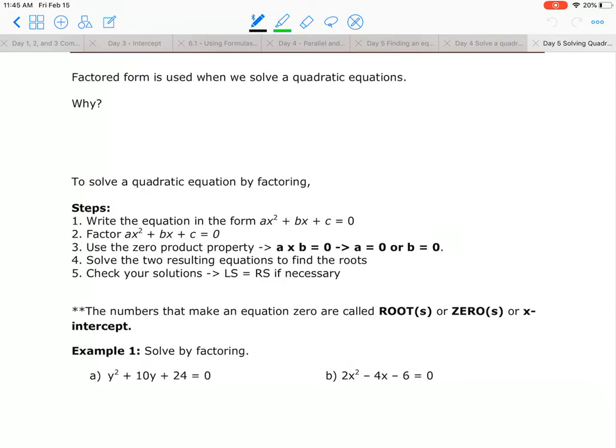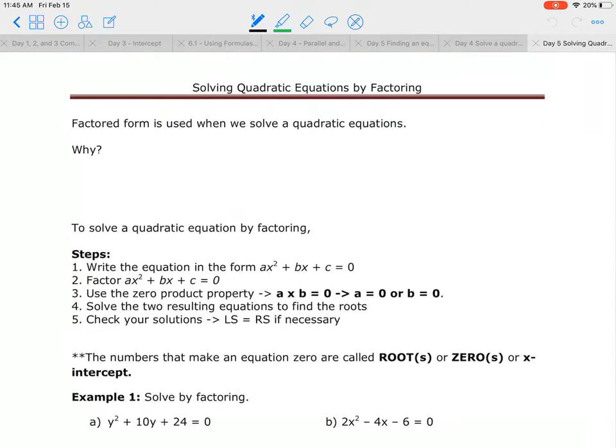So guys, this is part 2, and it says solving quadratic equation by factoring. So you need to factor this, okay? Basically in the previous lesson, everything was factored for us, but now it is not. So then we need to factor this.